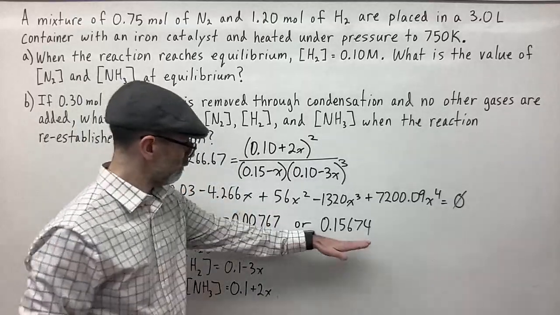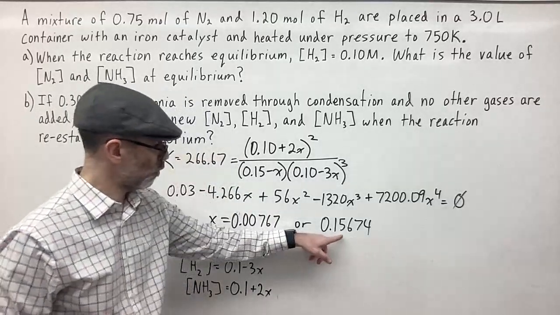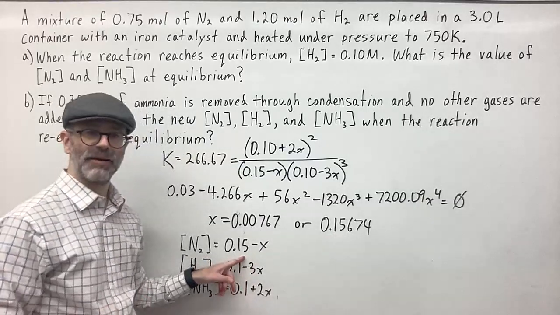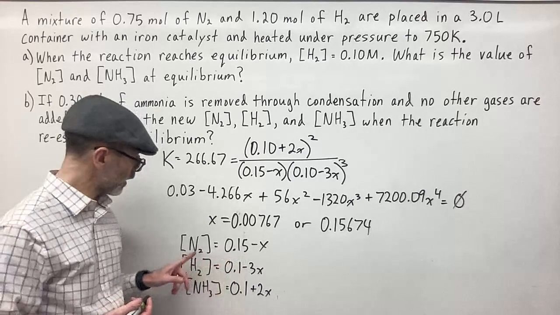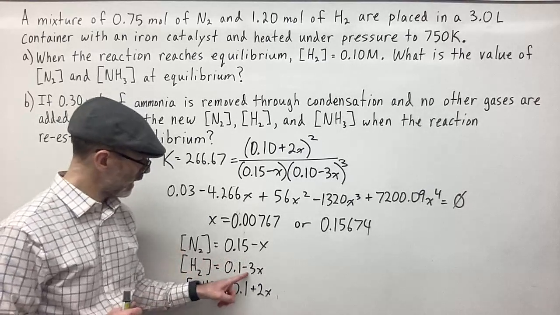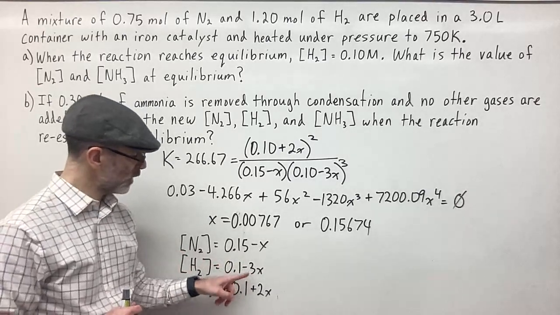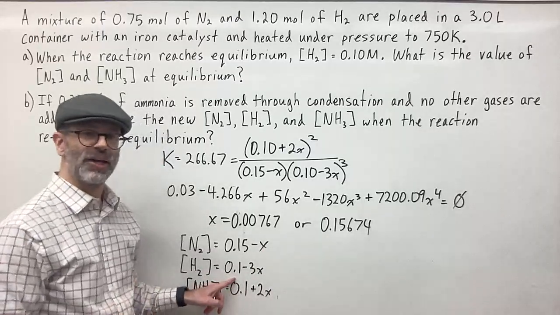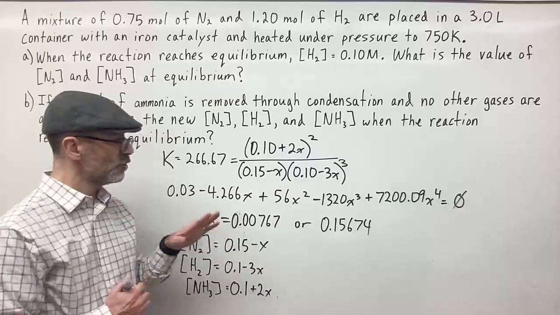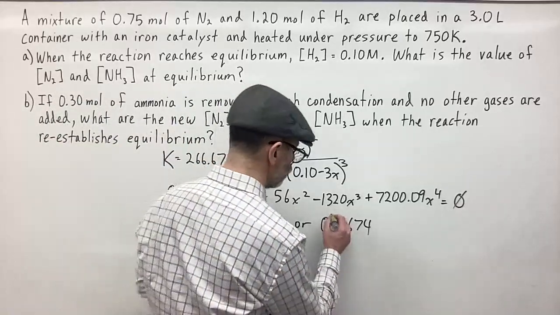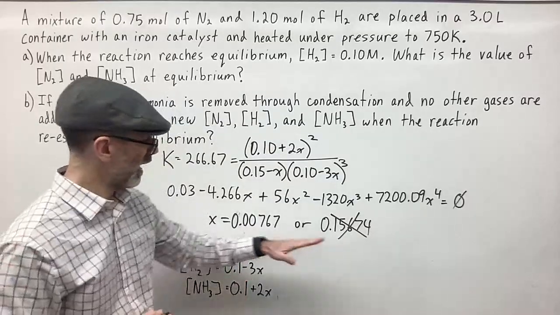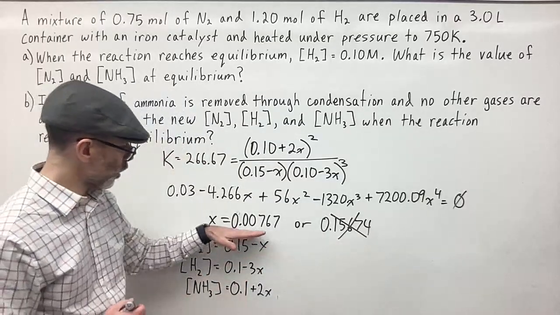Now, if this is the x value, 0.156, if you subtract it from here, you're going to get a negative value for your concentration of N2. And then even here, if you put it in for x, you're going to get 3 times that amount subtracted from 0.1. You're definitely going to get a negative value for this. So this value leads us to absurdity, where you can't get a negative concentration. So that can't be it. So this is our x value.